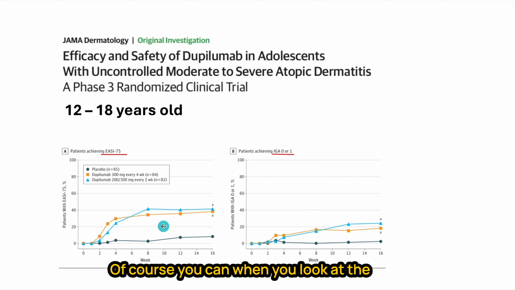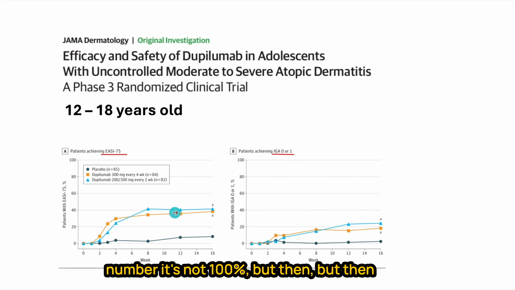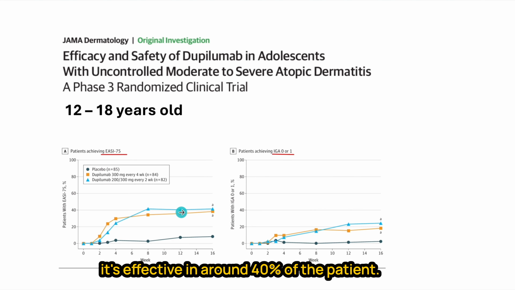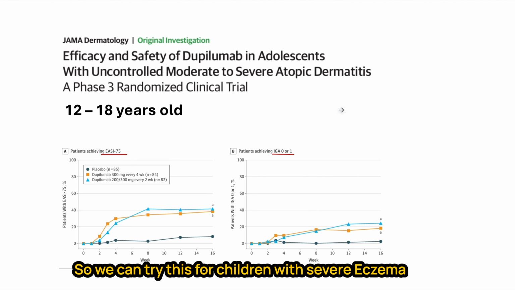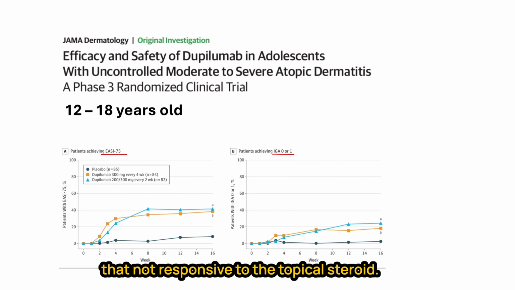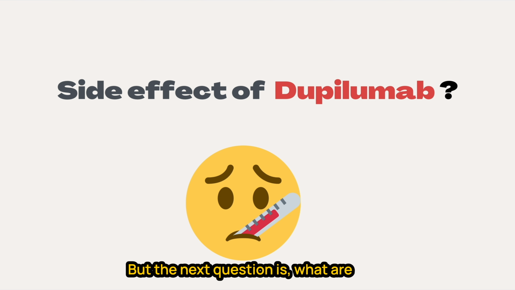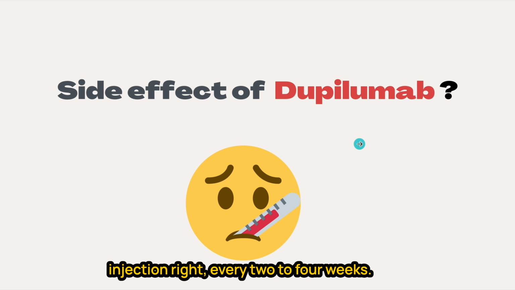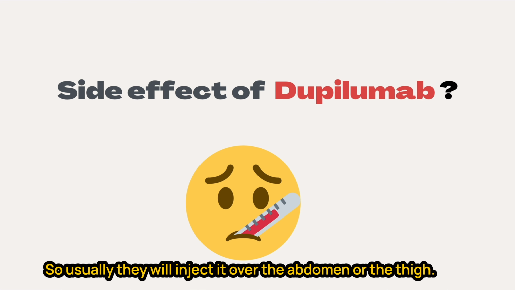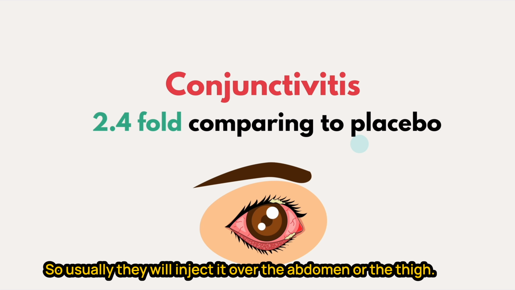Of course, when you look at the number, it's not 100%, but it's effective in around 40% of the patients. So we can try this for children with severe eczema that are not responsive to the topical steroid. But the next question is, what are the side effects of Dupilumab? So you need the injection. As I said, you have the subcutaneous injection, right? Every 2 to 4 weeks. Usually they will inject it over the abdomen or the thigh.